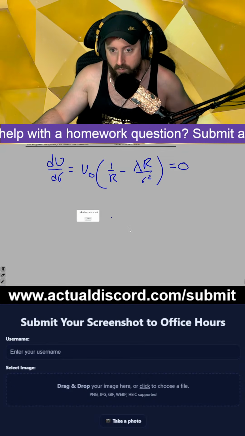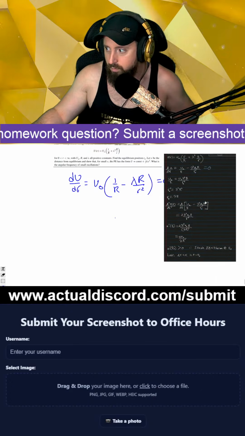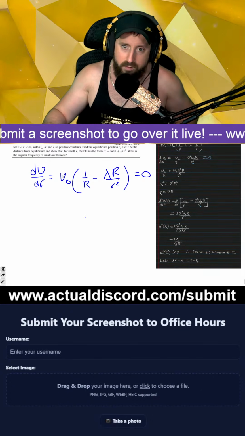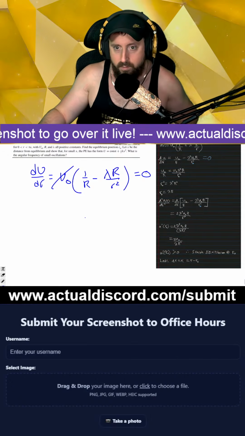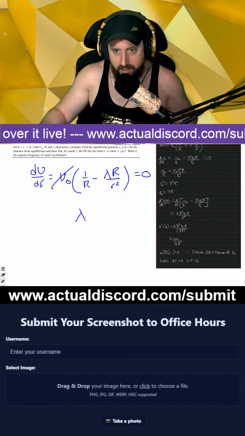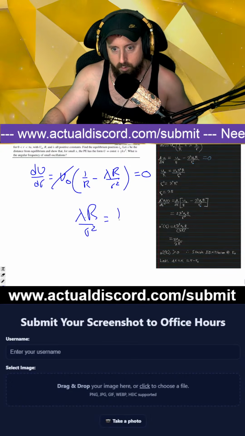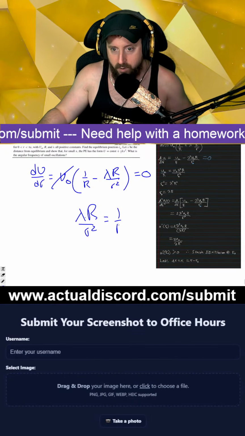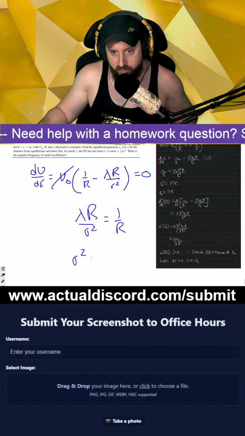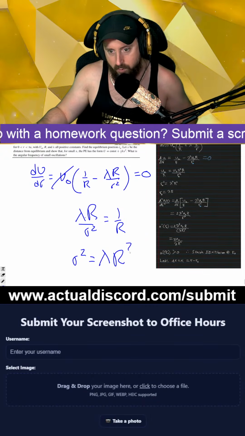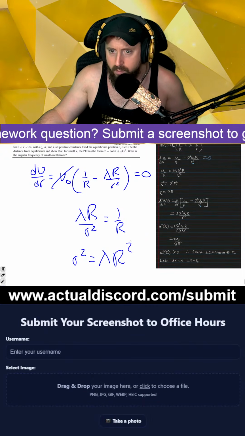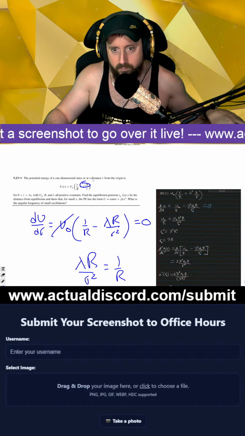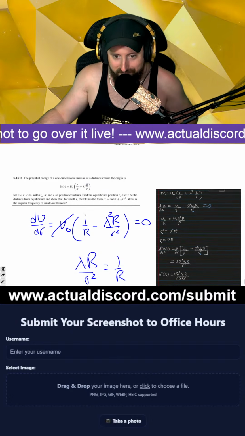So, if people want to see how it works. Yeah, that is correct, because this goes away, right? You're just left with lambda r over r squared is equal to 1 over big R. So then r squared is equal to lambda big R squared. I'm missing a lambda somewhere, though. Oh, lambda squared. I messed up. I forgot about the lambda squared.